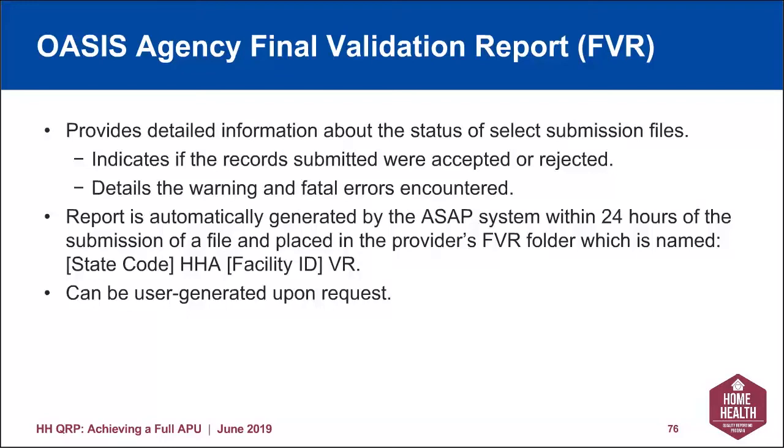If a record gets rejected, the agency must correct the errors that caused the record to be rejected and then resubmit the record to the ASAP system. Failure to correct and resubmit those records may jeopardize your home health QRP compliance. This is the reason why it is so important to submit early in that first 7 to 14 days, well before that 30-day deadline. The final validation report will indicate for you whether the records you submitted for each file were accepted or rejected. It details the fatal error or warning messages that may have been encountered.